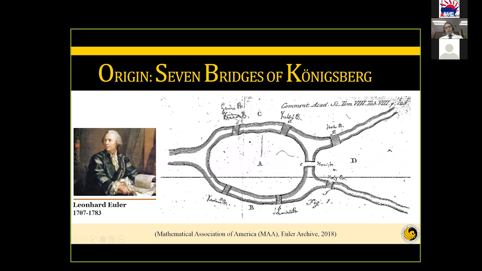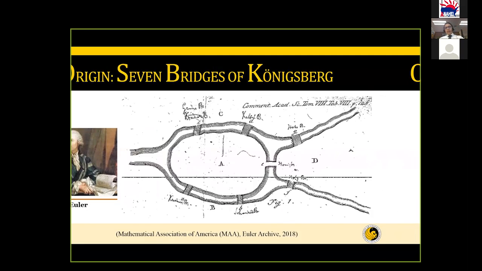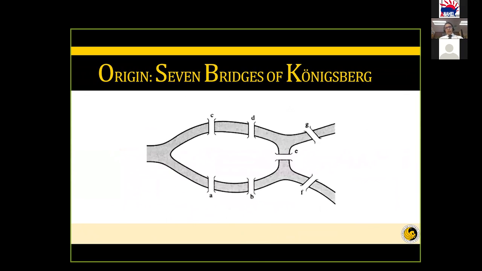People tried to walk through these bridges and pass through these pieces of land with a simple rule: it doesn't matter where they start or where they end, but they can only pass through each bridge one time. And for a long time, they couldn't solve this mystery until Euler approached this problem, saying, let's take this problem and, instead of looking at it as a geographic problem, make these pieces of land dots and these bridges lines connecting these dots.